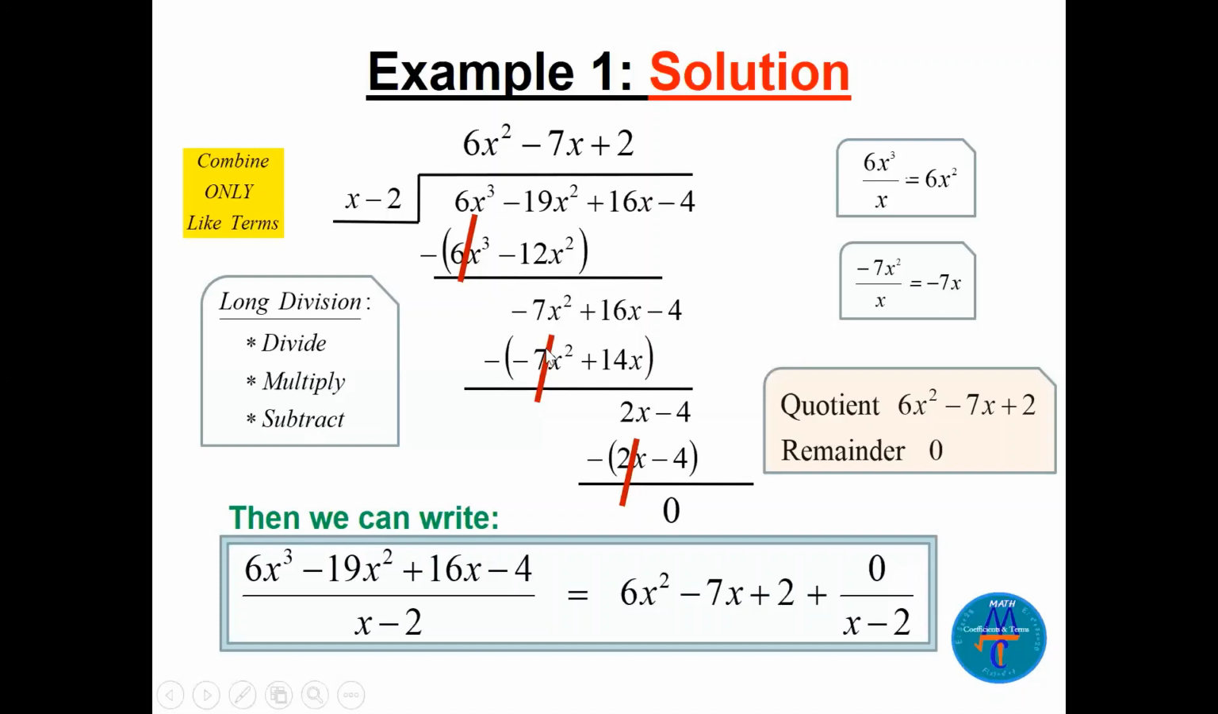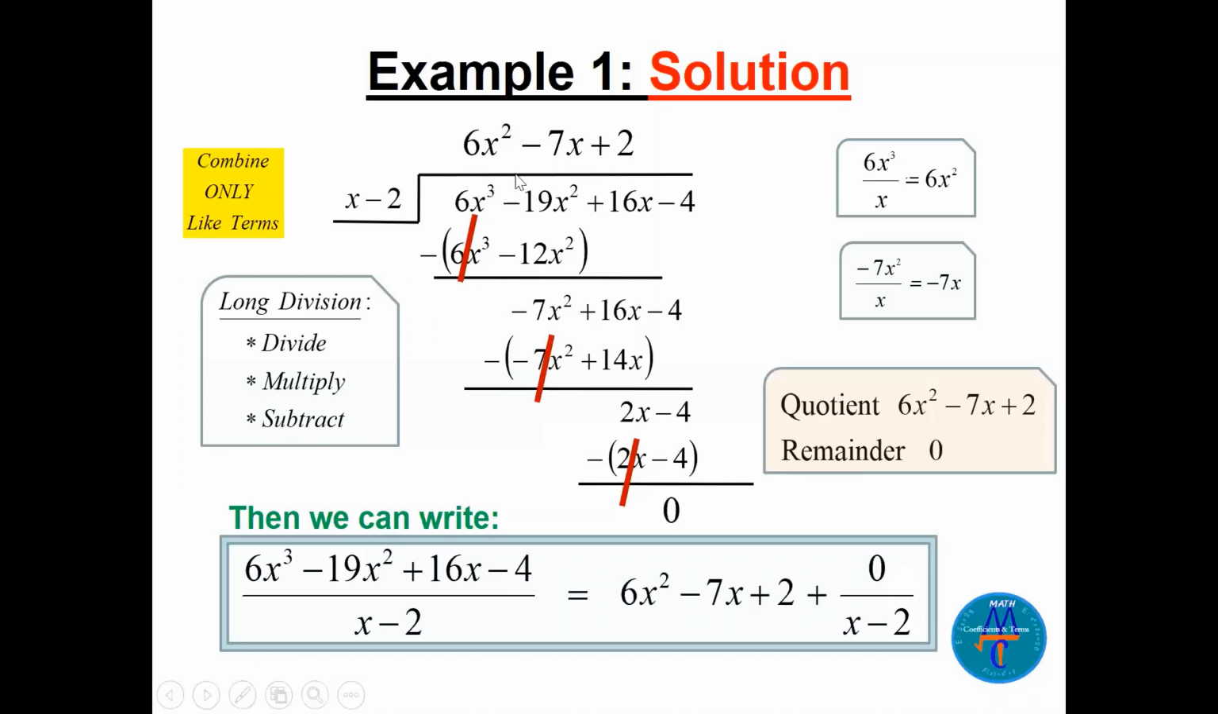Minus 7x times x is minus 7x squared, plus 14x. Then I subtract the whole expression here. This will cancel. So minus with the plus 14 becomes minus 14, and we have 16x, that's 2x. Then I repeat again, 2x divided by x is plus 2. So I multiply back 2x minus 4, then I subtract. So everything will be 0 here. So the remainder is 0, and that's the quotient there, 6x squared minus 7x plus 2. Now please study this example before you see others.